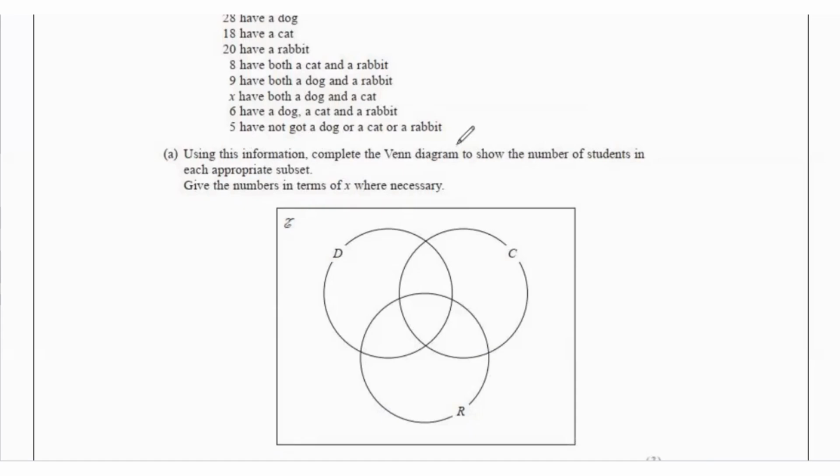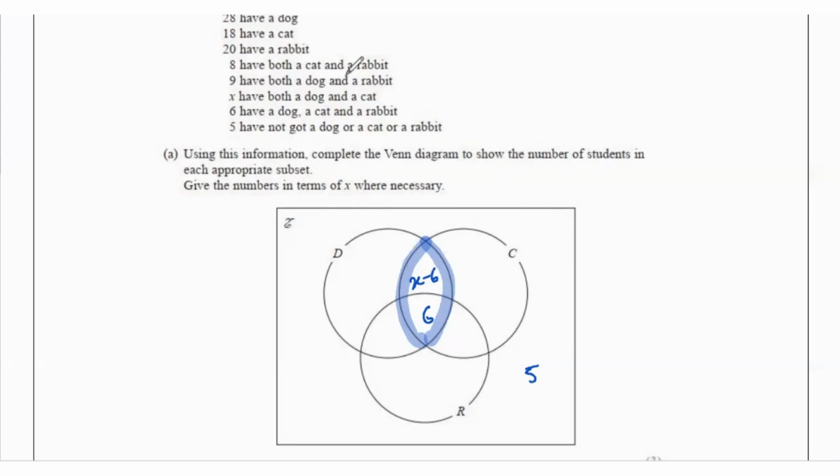So 5 have not got a dog or a cat or a rabbit, so that's outside. 6 have a dog, cat, and a rabbit, so that's right in the middle, the intersection of the three sets. x have both a dog and a cat. So both dog and cat is all of this, which means this entire shaded part is x. So this above is going to be x minus 6 because 6 is already given. So x minus 6 is the part that's just for dog and cat without any rabbit.